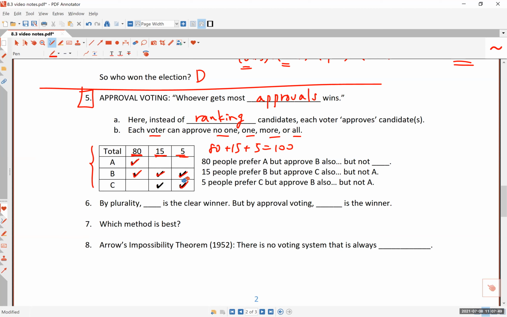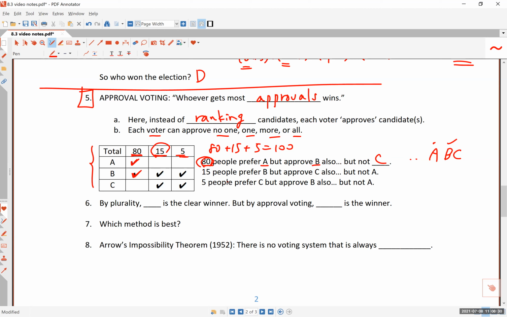Okay, let me give you a little more detail. Now, here's what's happening in this table. So 80 people, that's the first column. These 80 people actually prefer A. So if you ask these 80 people to rank the candidates, they would prefer A, but they also feel that B is good enough to do the job, but not C. So these 80 people would rank them A, B, C in this order, but A and B are good enough, not C. So they will consequently approve, or put the check mark by, A and B, but not C.